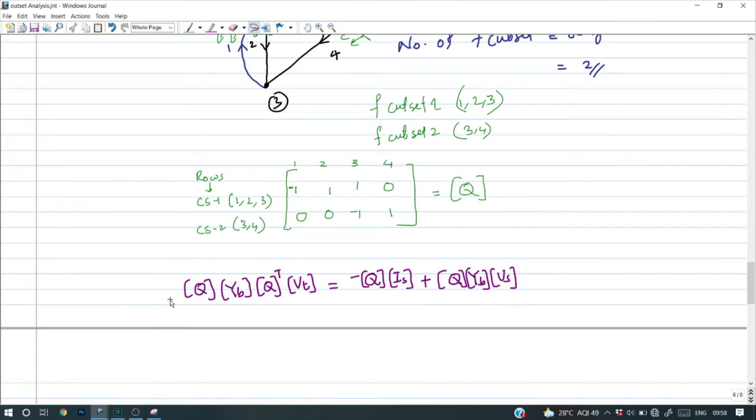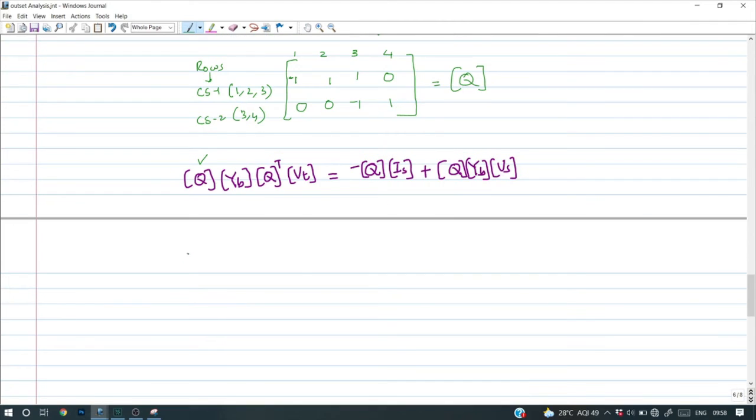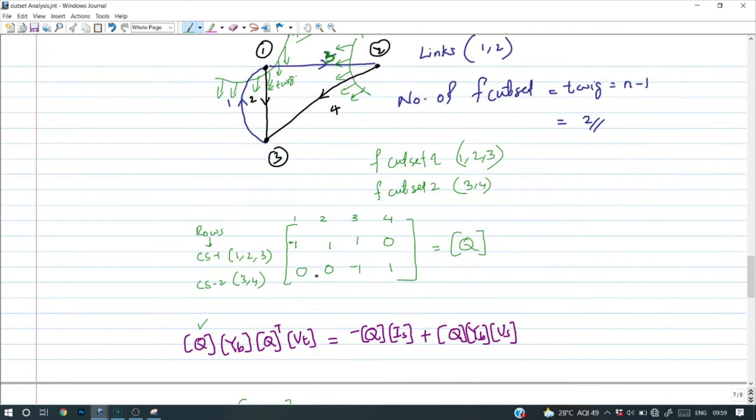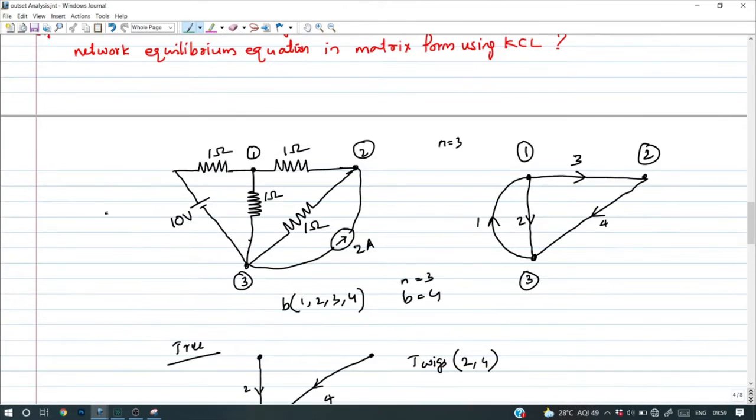So here Q is already found out. The cut set matrix is already obtained. What is Q transpose? It is just the transpose of this matrix. So it is -1 0 1 0 1 -1 0 1. So this is your Q transpose. Next we need to find out YB. For that we can copy this figure also.